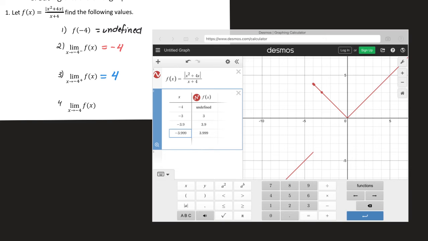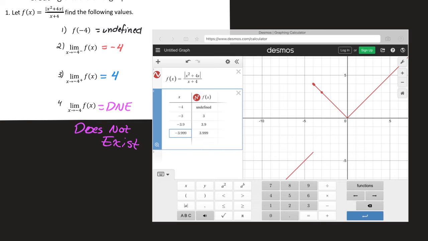So now for the overall limit. The overall limit is asking: are the left side and the right side the same value? Are the two sides approaching the same value? Well, the left-hand limit is approaching the value negative 4. The right-hand limit is approaching the value positive 4. And so the double-sided limit, therefore, does not exist. We use the abbreviation DNE, and this stands for does not exist.